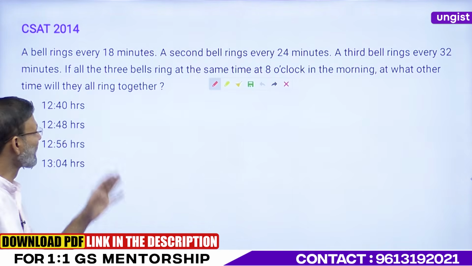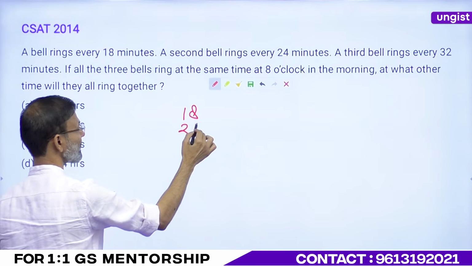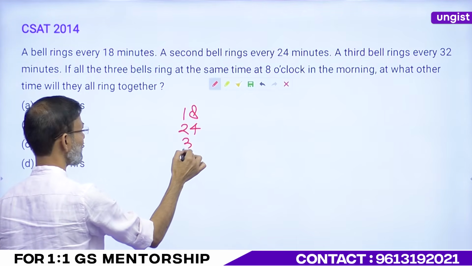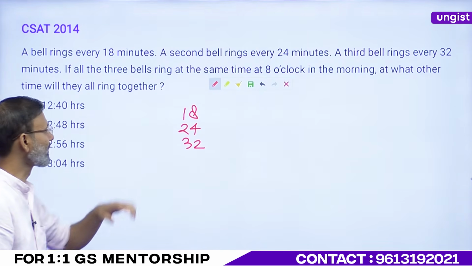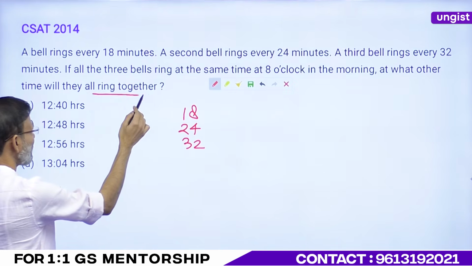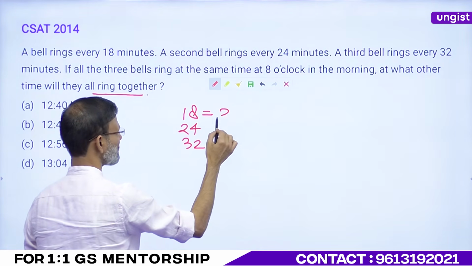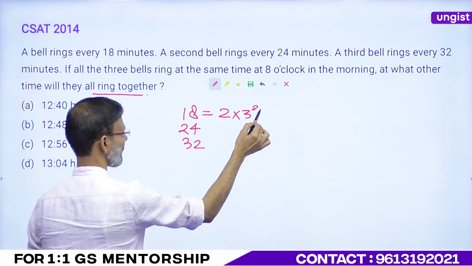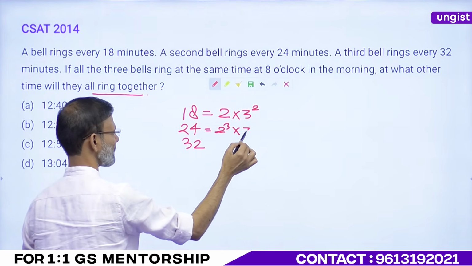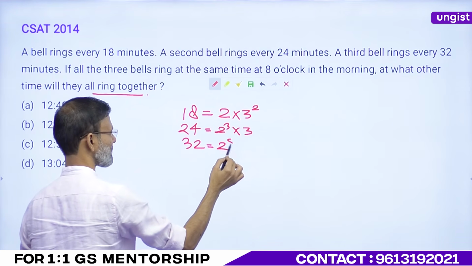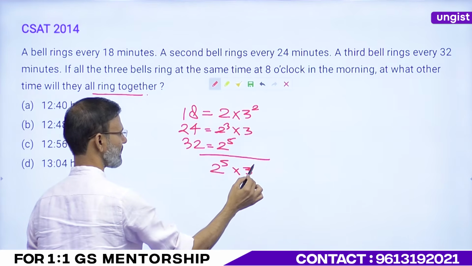Question is saying a bell rings in 18 minutes, another in 24 minutes, and third in 32 minutes. Okay, if all the 3 ring at the same time at 8 o'clock in the morning, then at what time will they ring together? All right, so this is what? This is 2 into 3 square. This is 2 cube into 3. This is 2 raised to the power 5.